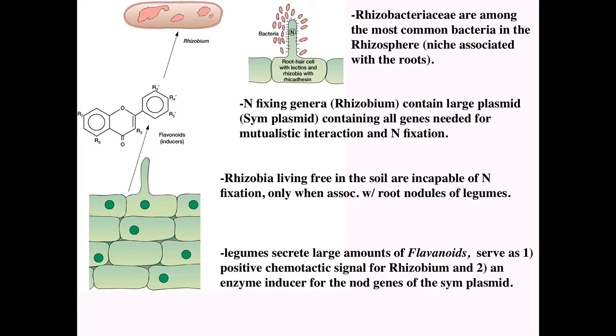So the bacteria will now positively chemotax towards the concentration gradient of flavonoids, knowing that at the other end there's a jackpot. There's a plant that it can enter into an interaction with and gain some activity.